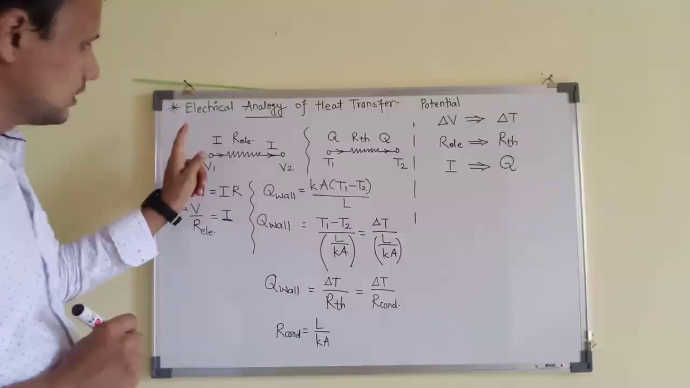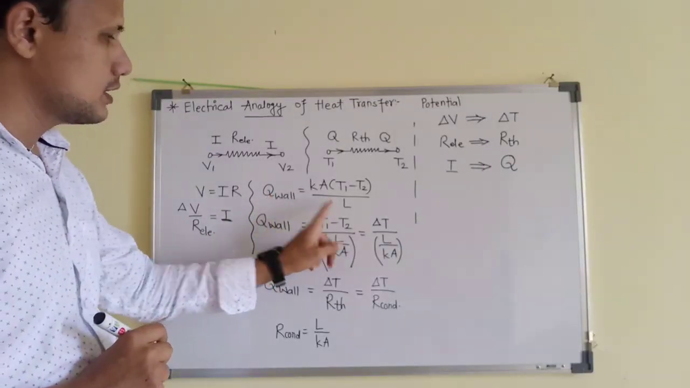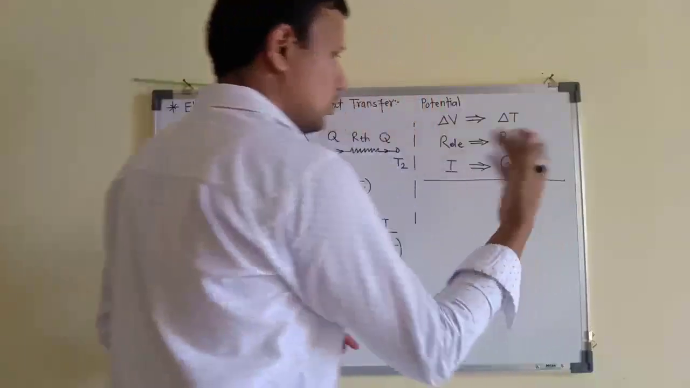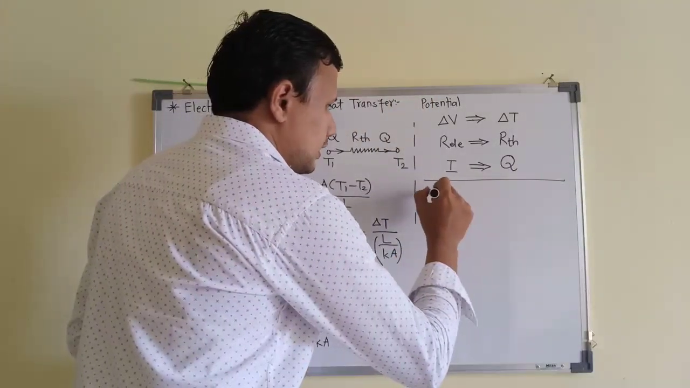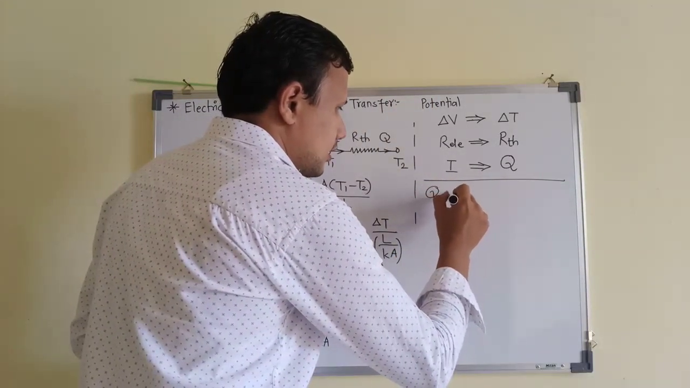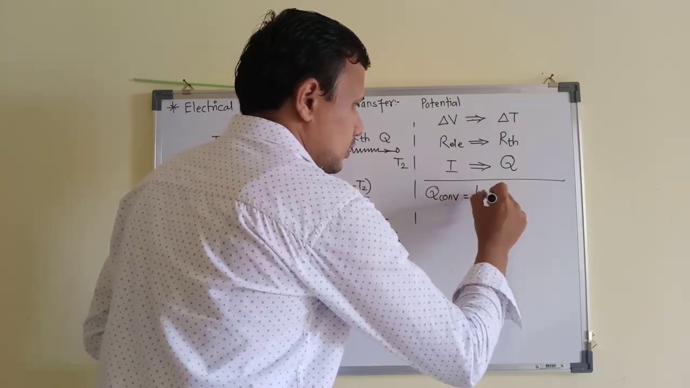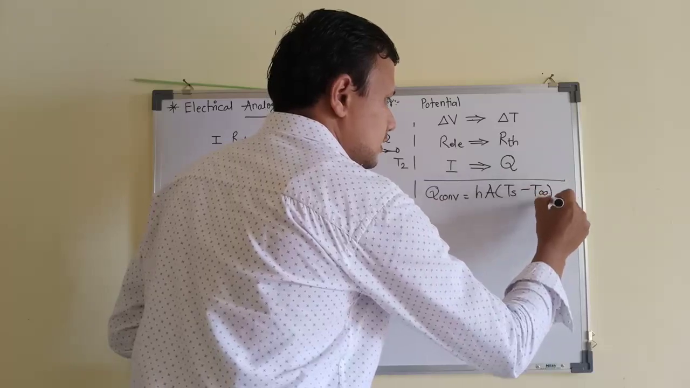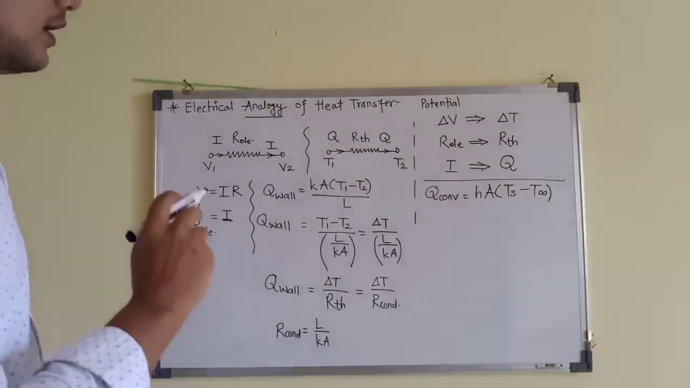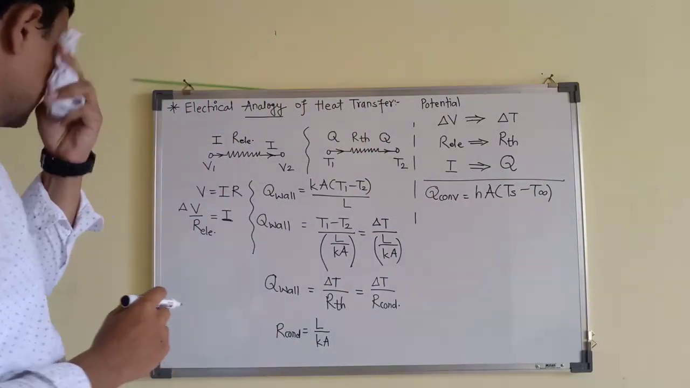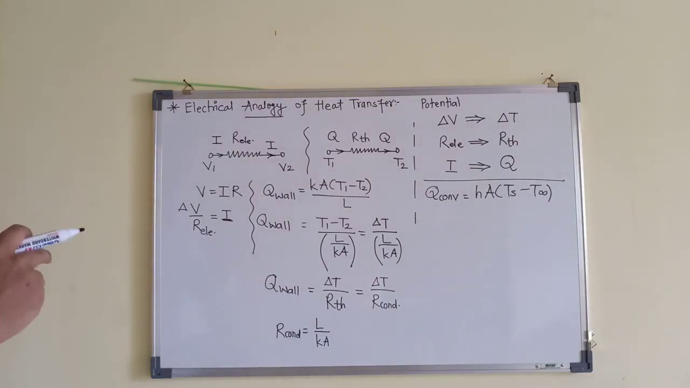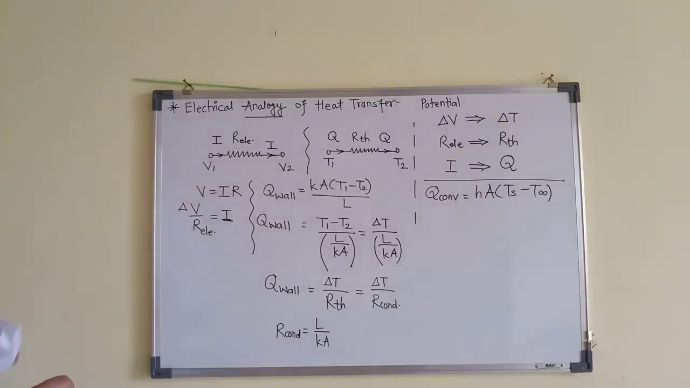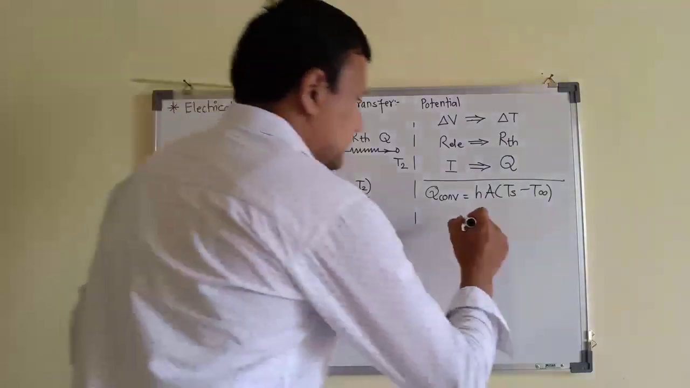Now we have applied this phenomena to Fourier's law of conduction in case of plane wall. We can also apply this equation to Newton's law of cooling. Newton's law of cooling tells us that heat transfer by convection is equal to hA into Ts minus T infinity. Now we can rearrange this equation so that it will appear similar to the equation for electric resistance, potential difference and electric current. So what do we get?